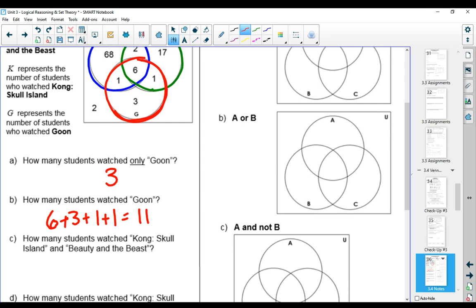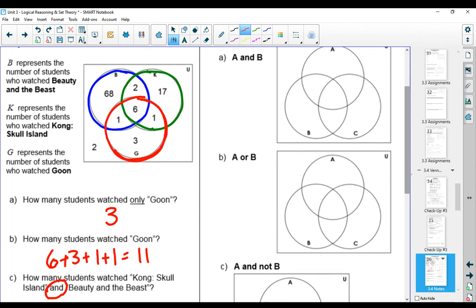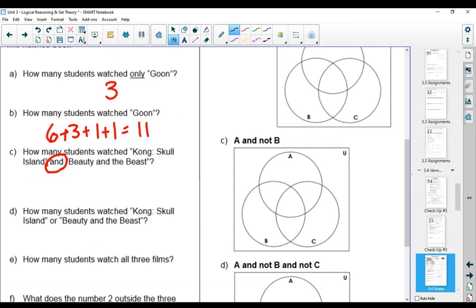Part C says, how many students watched Kong, Skull Island, and Beauty and the Beast? So I'm looking for an overlap between the 2 movies. Beauty and the Beast is the blue circle, K is the green circle. If I look at where the 2 overlap, that's going to be this piece right here, and this piece right here, and that's going to be a 2 plus 6, which is 8.